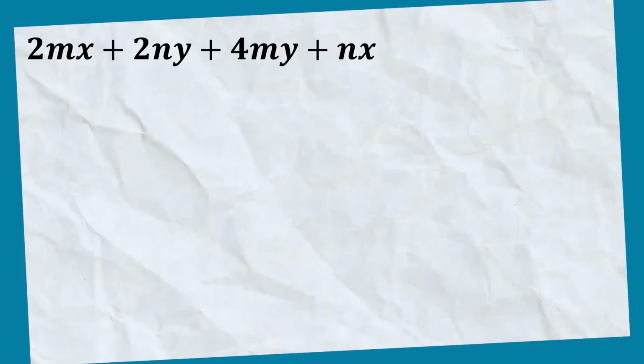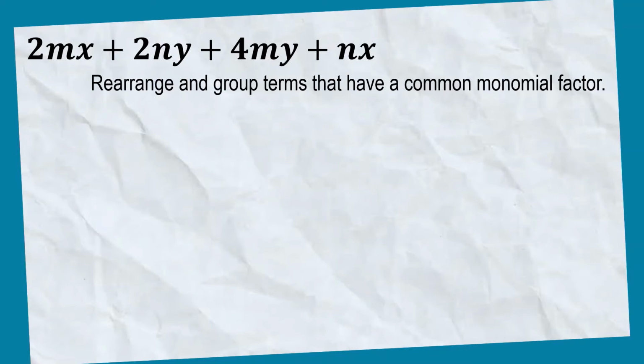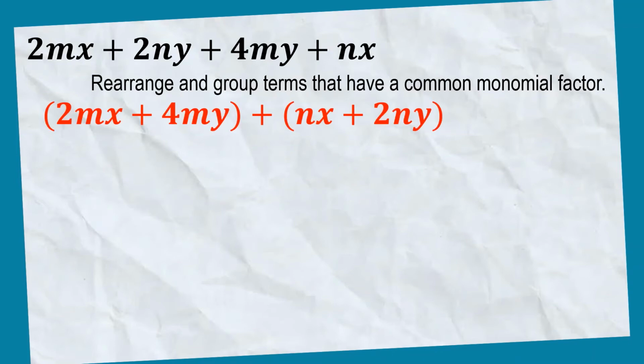Next example, we have 2mx plus 2ny plus 4my plus nx. First po, we need to rearrange and group the terms that have a common monomial factor. In this case po, ginrupo ko po sila at inarrange ko sila base sa mga common monomial factor nila. Sa first group po, we have 2mx plus 4my. At sa second group, we have nx plus 2ny.